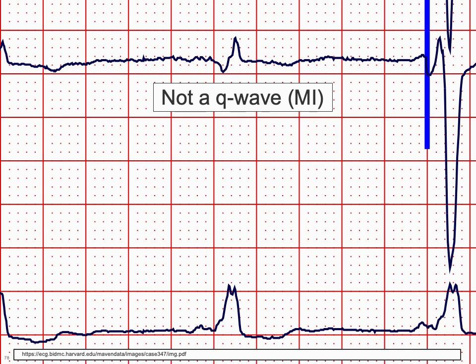This could mislead the reader to think that the patient had an old myocardial infarction with pathological Q waves, which can often be markers of old heart attacks. In this case, it is a negative delta wave and merges with the P wave.